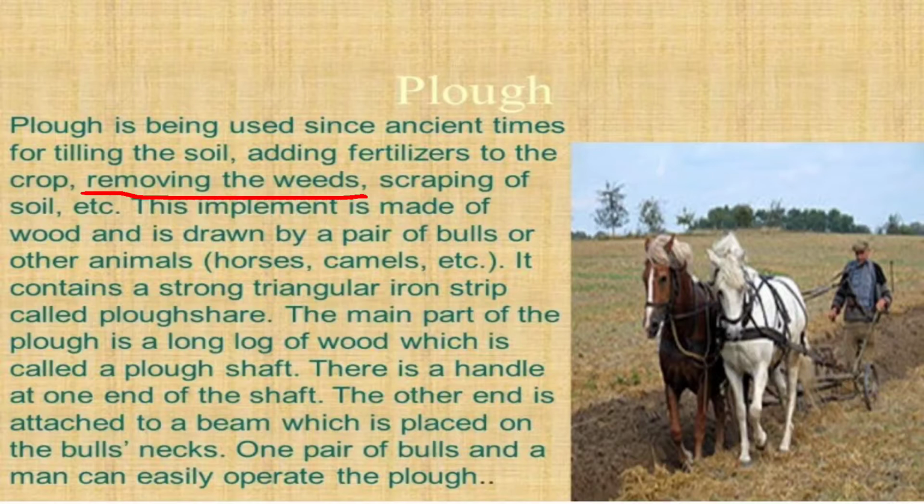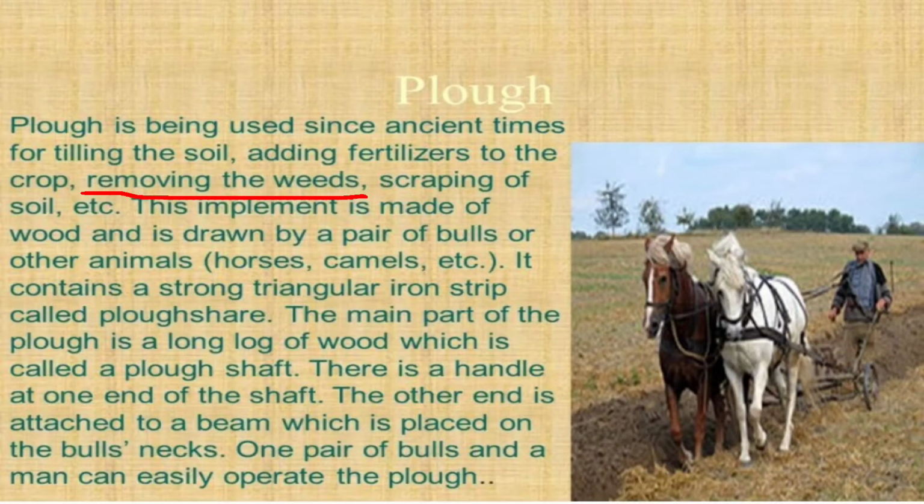The plow is made of wood and is drawn by a pair of bulls or other animals, such as a horse, camels, or cows. It contains a plowshare. The main part of the plow is a long rod of wood called the plow shaft. There is a handle at one end of the shaft, and the other end is attached to the beam which is placed on the bull's neck.